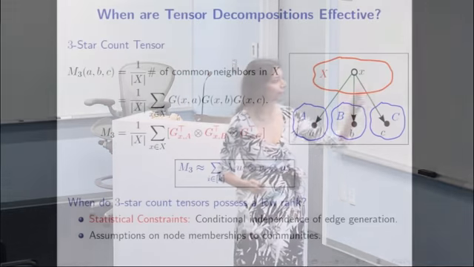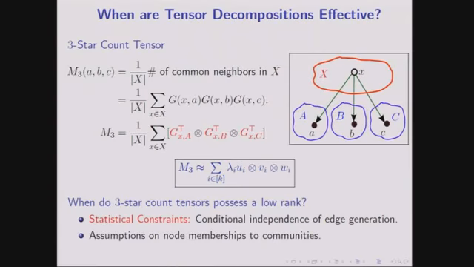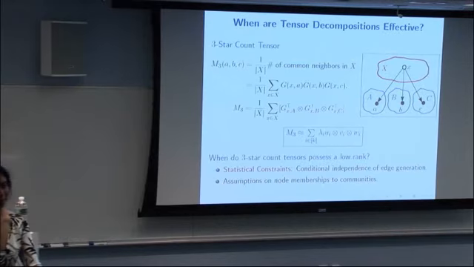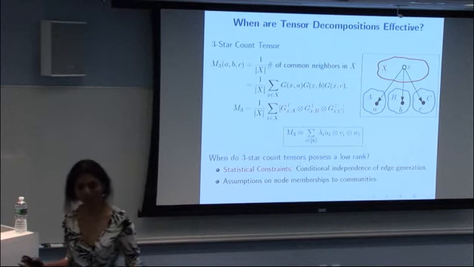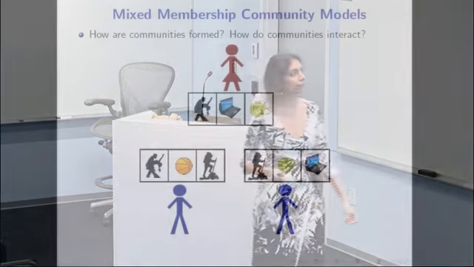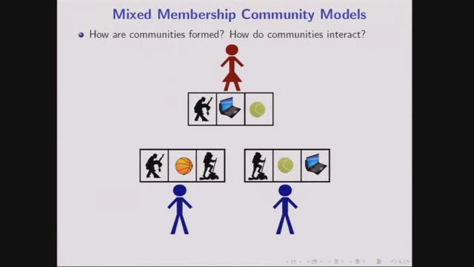And that's where we'll impose statistical constraints. So we'll come up with some hypothesis on how nodes in different communities indeed connect with one another, and then show that under those constraints, this three-star tensor indeed has a low rank representation. And that's why we can recover them with guarantees. Okay? So I'll just give you a brief intuition of what this model says.